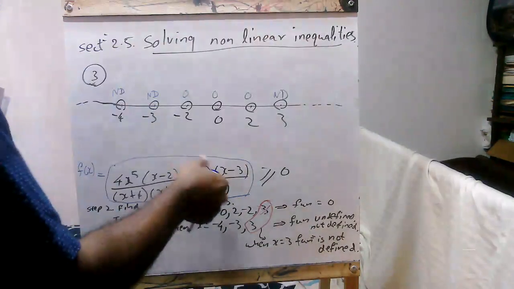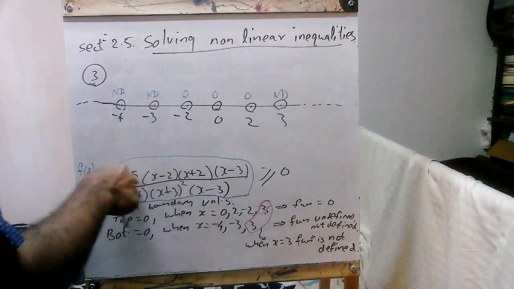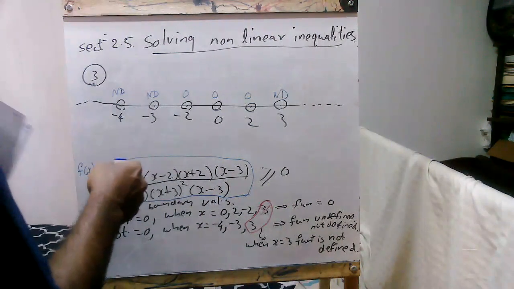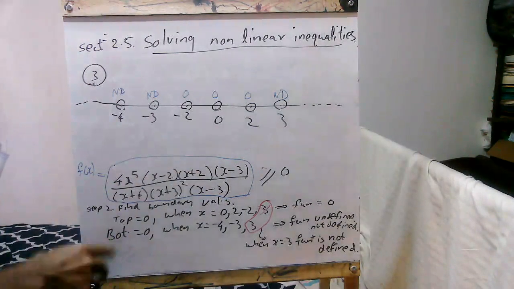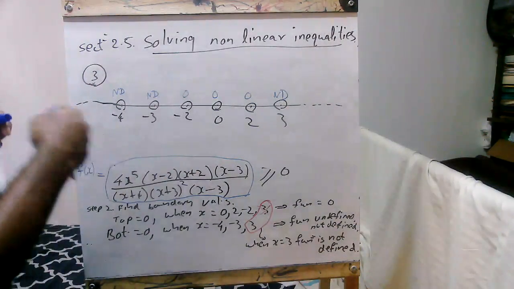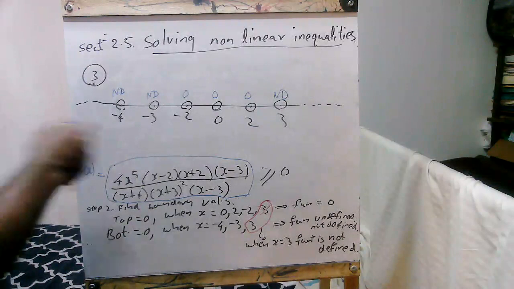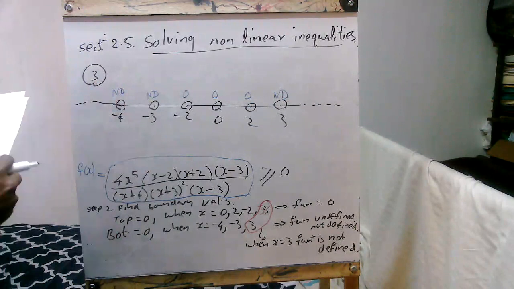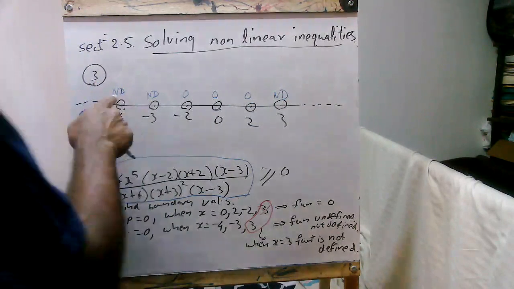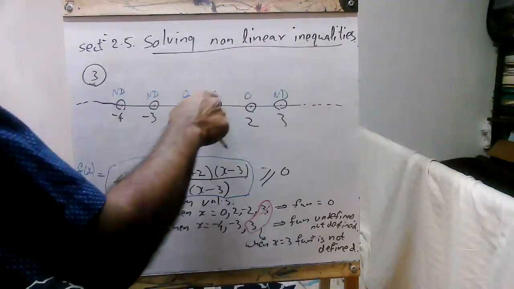That's our non-linear inequality. Why is it called non-linear? See, the highest power is not 1. It is different, and it's a fraction. It's a rational function, right? Now at these points it is not defined. Here it is 0.